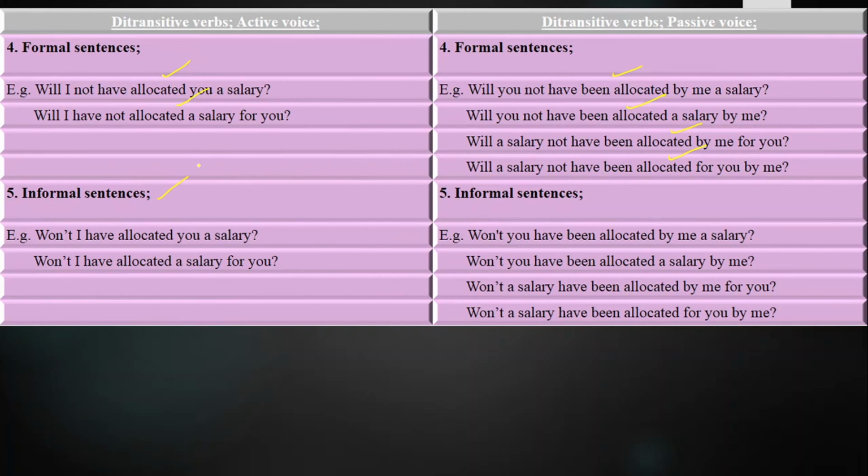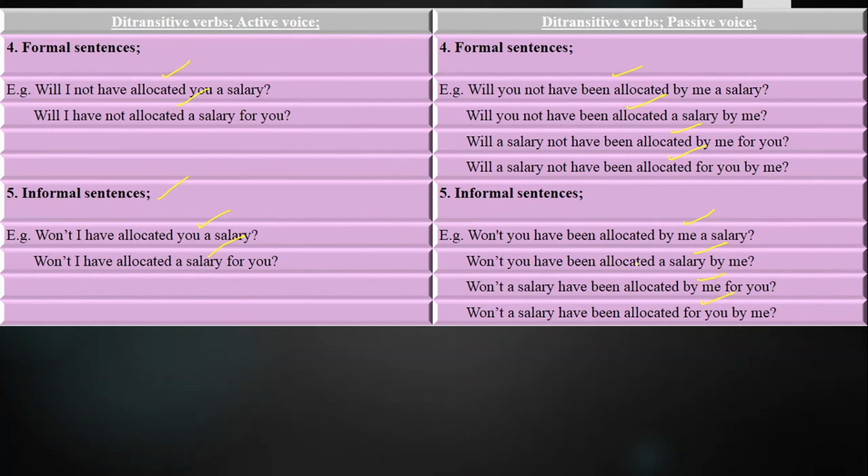Informal sentences are those in which we ask a question, deny the statement, and ask in an informal way. Won't I have allocated you a salary? Won't I have allocated a salary for you? Won't you have been allocated by me a salary? Won't you have been allocated a salary by me? Won't a salary have been allocated by me for you? Won't a salary have been allocated for you by me?